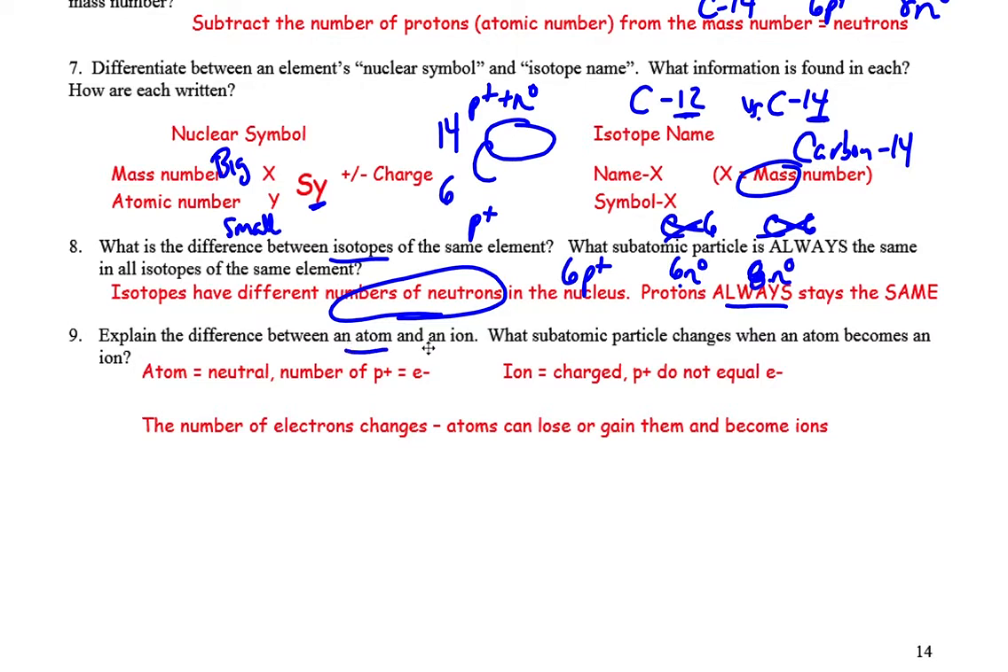Explain the difference between an atom and an ion. An atom is neutral. So if you see something that says atom, you automatically know that protons equal the electrons. If you see an ion, if it says, what's the charge on the ion, or this is an ion, then that means protons are not equal to electrons. The protons never changed. They stayed the same, but the electrons changed. Atoms can lose or gain electrons to become ions, which you should now be a pro at.